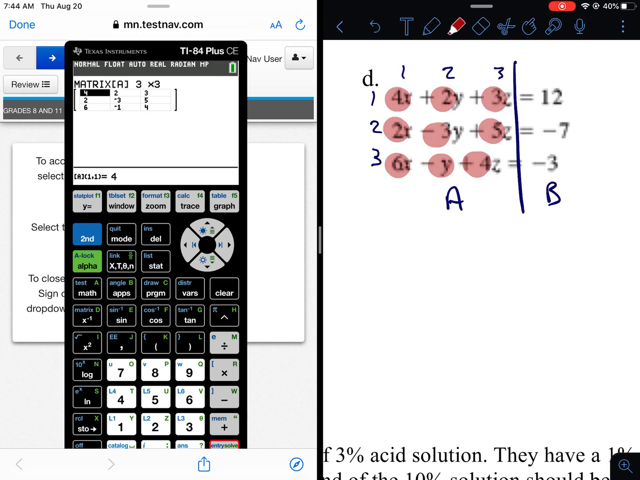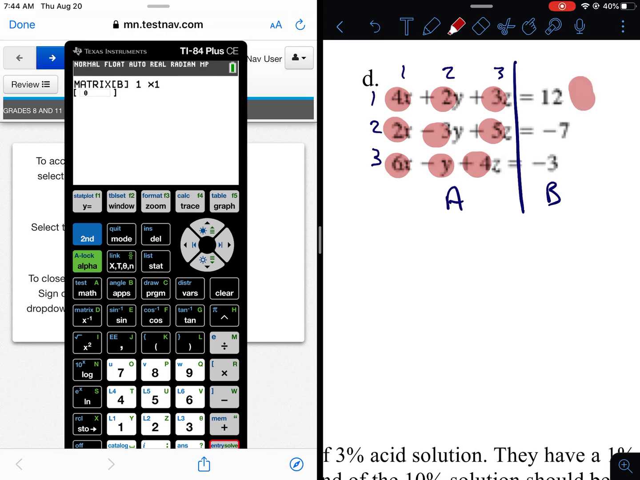The matrix is good for matrix A. We split up all the numbers from their answers. So now we need to make a matrix B that has all the answers in it. We're going to go back, and it's probably easier just to hit second and matrix again, and go over here to edit. Now we're going to edit B. We put all the variable coefficients into A, and now we're going to put all the answers for each equation into B.